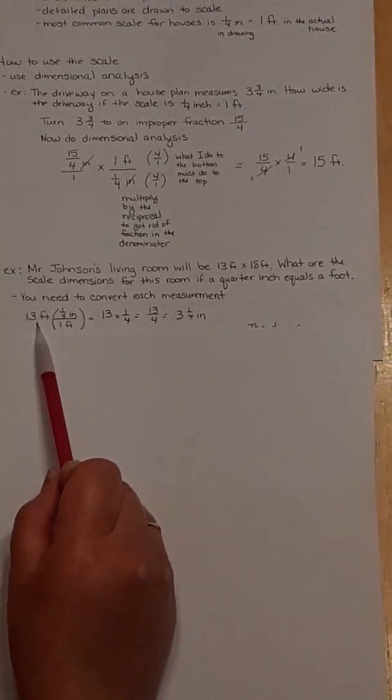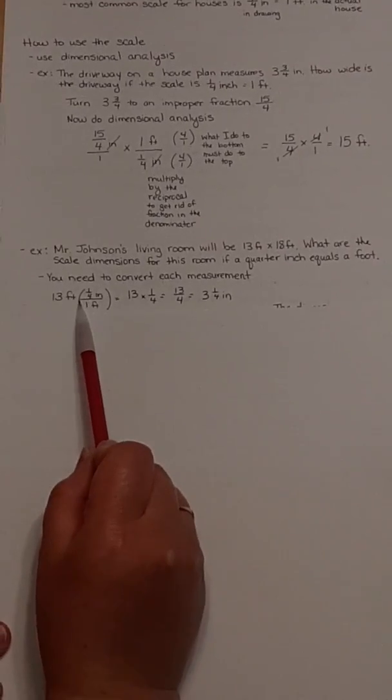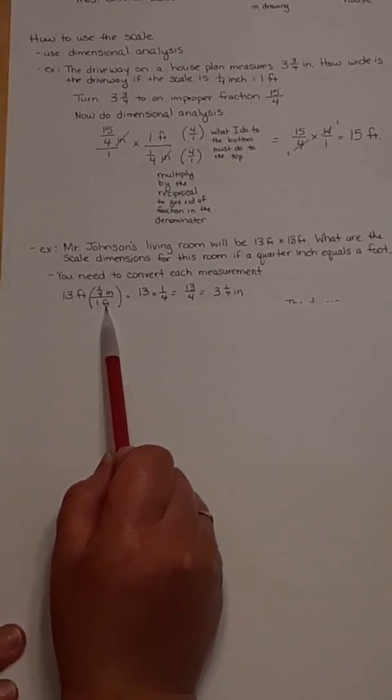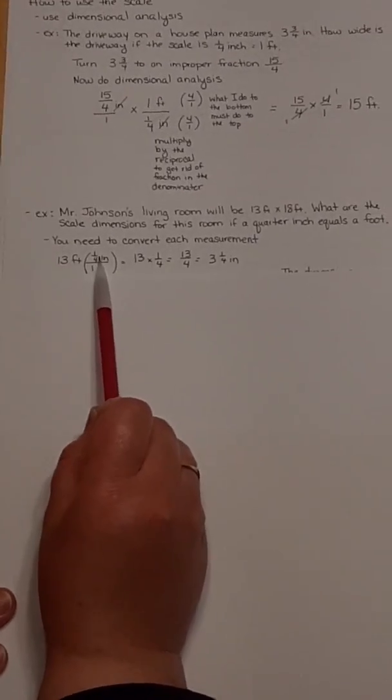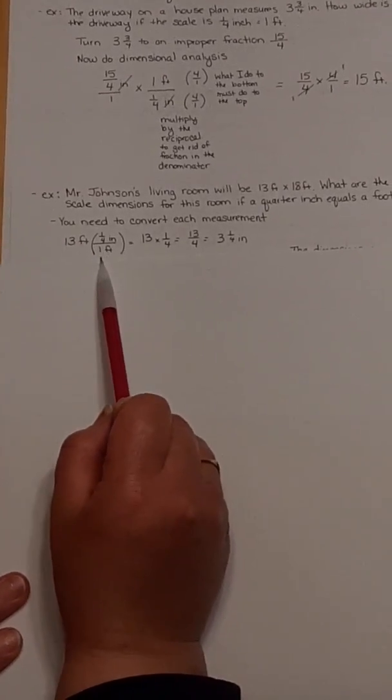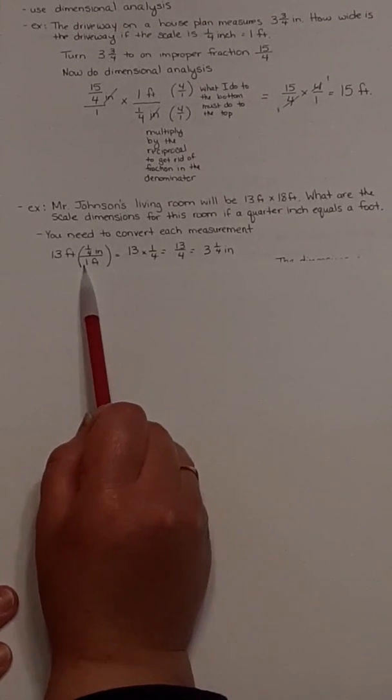So I need to first convert my 13 feet using my scale. I know my foot has to go in the denominator because I want them to cancel out. My 1/4 inch goes up here. Now in this case, I don't have a fraction in the bottom.